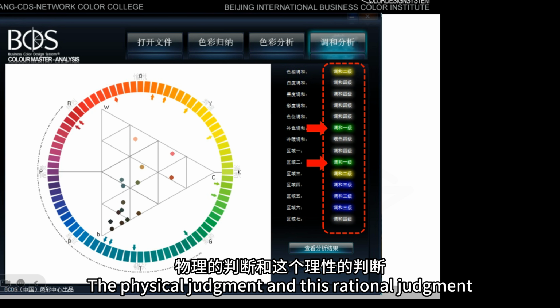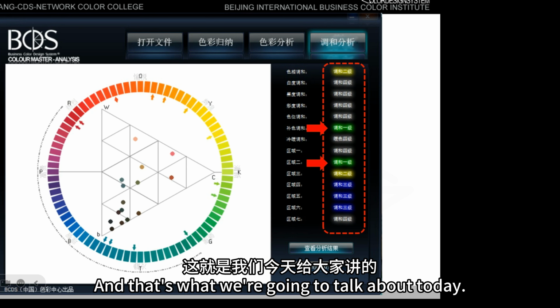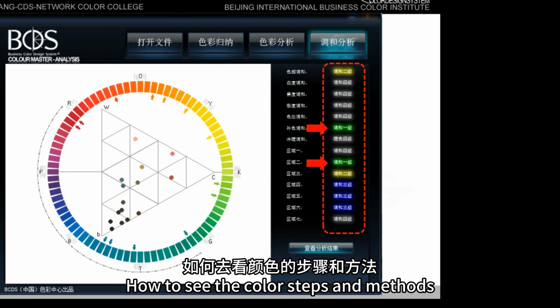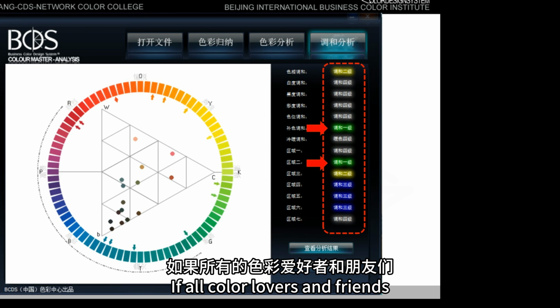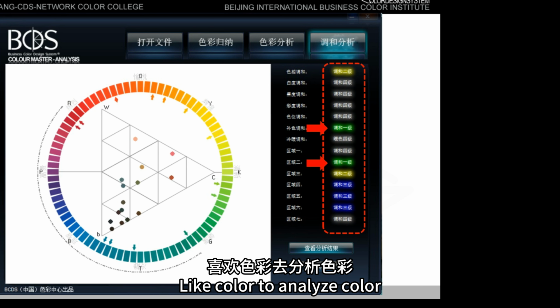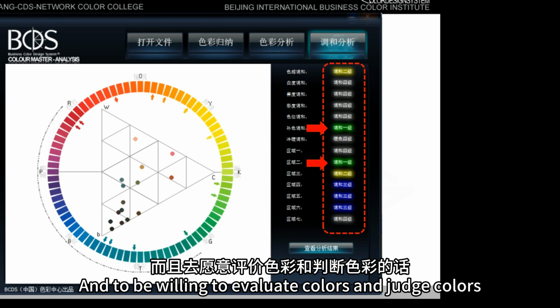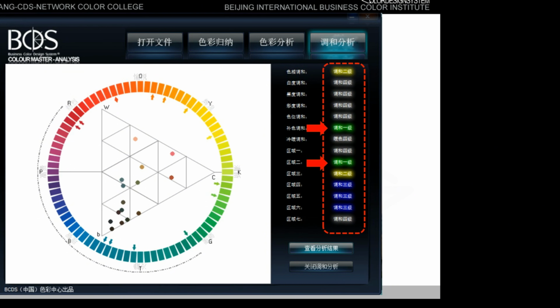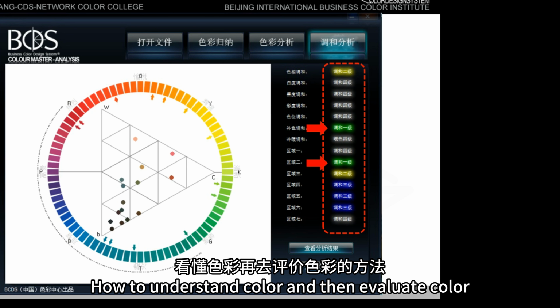The physical judgment and this rational judgment. And that's what we're going to talk about today: all of the colors, how to analyze color, how to see the color steps and methods. If all color lovers and friends like the CDS color language, like to analyze color, and are willing to evaluate colors and judge colors, this channel of our color critic just wanted to let you know how to really see color, how to understand color and then evaluate color.